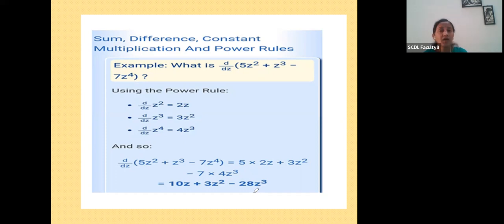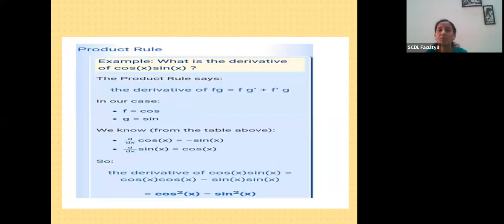After that, whatever answer we got, we put in the given equation. If there is a 5z square, we know the derivative of z square is 2z. So 5 multiplied by 2z, we apply the constant multiplication rule. 5 into 2z is nothing but 10z. So our answer is 10z plus 3z square minus 28z cube. So this is for the sum, difference, constant multiplication and power rules.